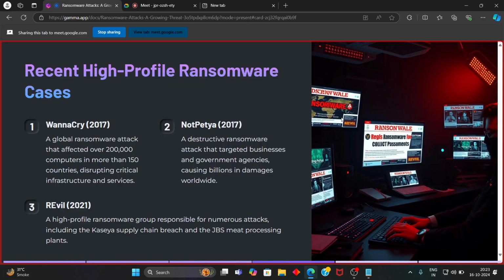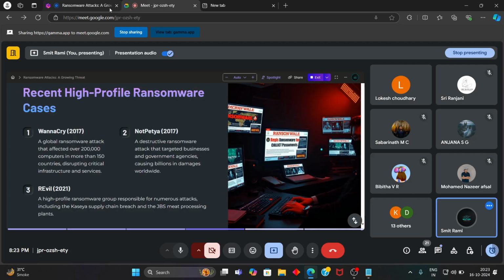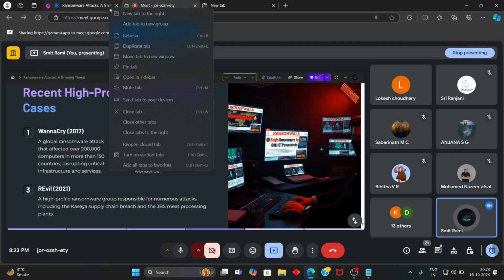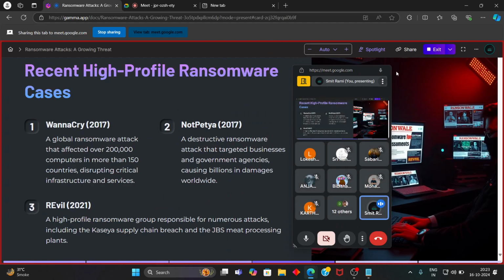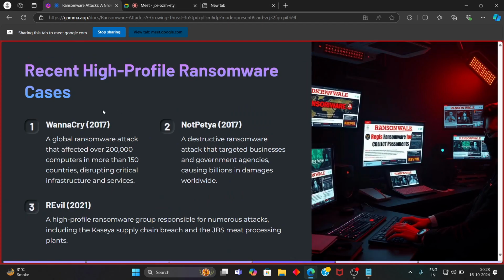A destructive ransomware attack that targeted businesses and government agencies, causing billions in damages worldwide. This is also a huge attack that happened in 2017 only. So in 2017, we have two big ransomware attacks mentioned here. Then the next is REvil, a high-profile ransomware group responsible for numerous attacks, including the Kaseya supply chain breach and the JBS meat processing plants. They targeted the meat processing plants and the supply chain of an organization called Kaseya. This attack is a recent one, which happened in 2021.